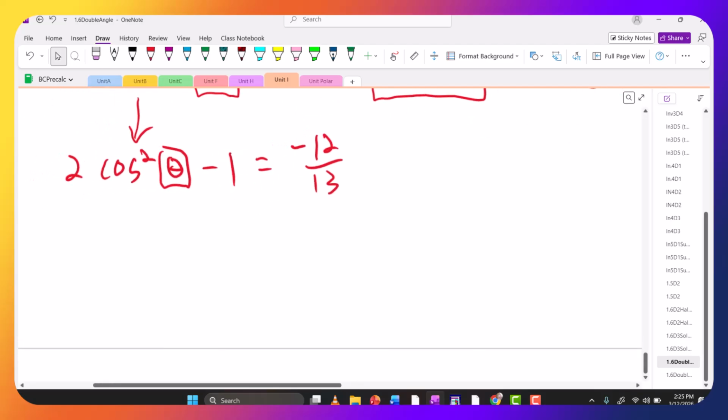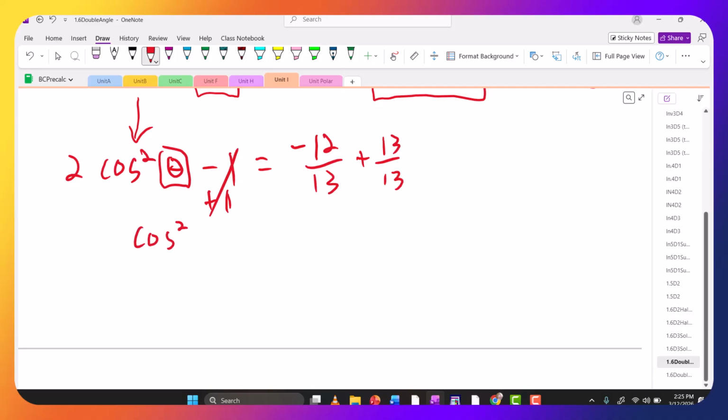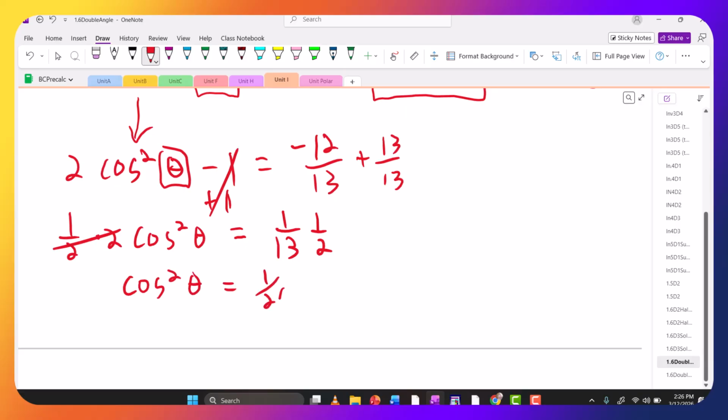This is like equation solving, but not really. It is a little bit. Okay, but not really. So add 1. No, I'm not going to add 1. I'm going to add 13 thirds. So 13, sorry. All right, so that cancels. Then the next thing is I'm going to multiply by a half. So I'll write this real quick and get this done. This is 1/13. Multiply both sides by 1 over 2. 1 over 2, you're gone. And then I have cosine squared of theta equals 1 over 26.